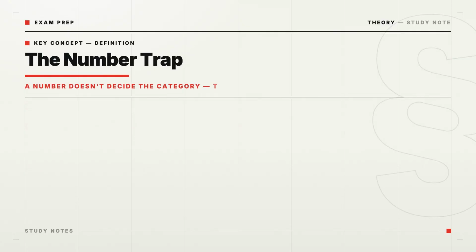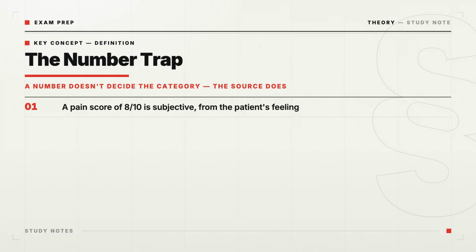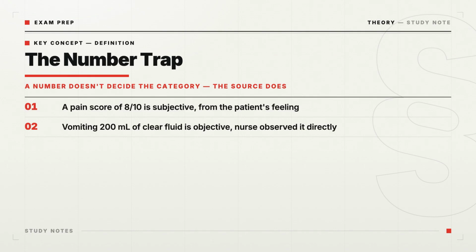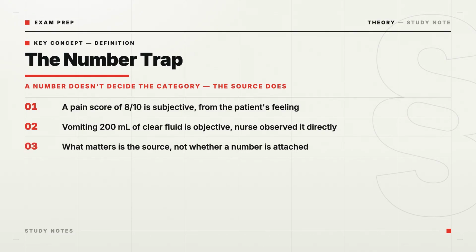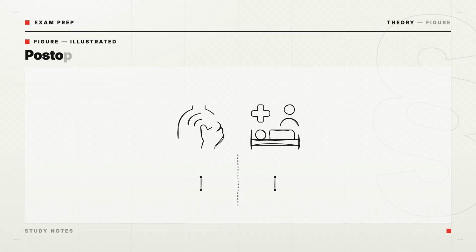Many students assume any number must be objective, but a pain score of 8 out of 10 is subjective because the patient generated it from a feeling only they can reach. The reverse also happens. A finding can sound like an impression yet be objective if the nurse observed it directly, like the patient vomiting 200 milliliters of clear fluid. What decides the category is the source, not the presence of a number.